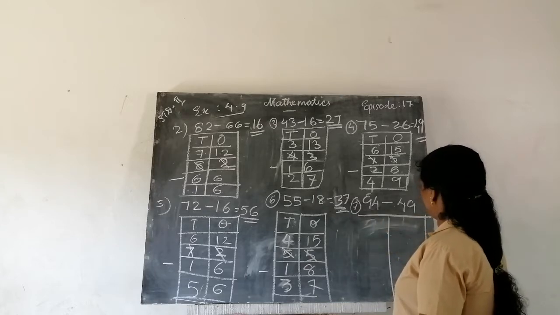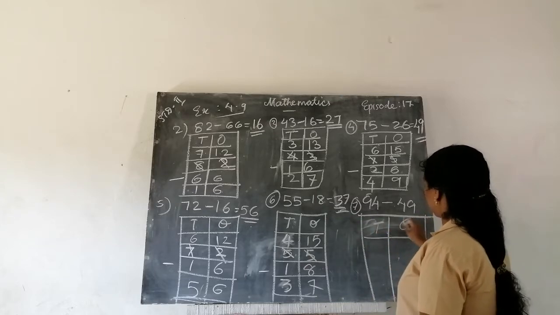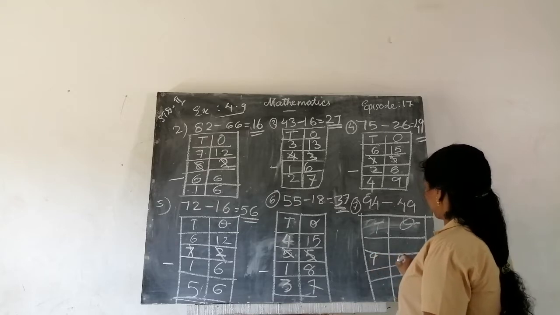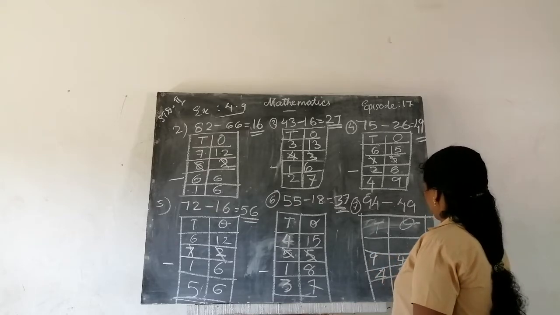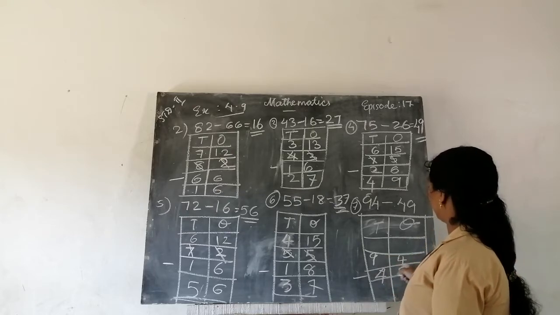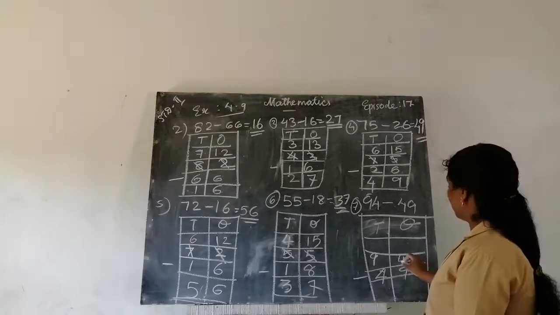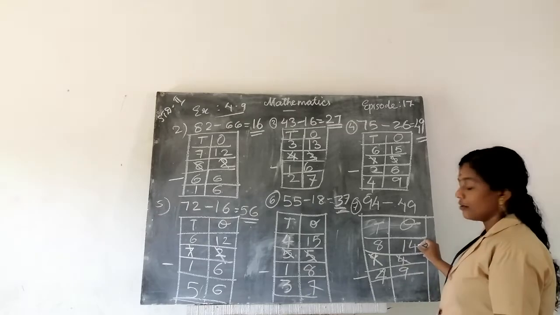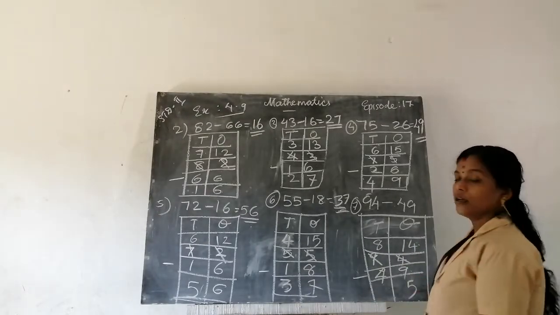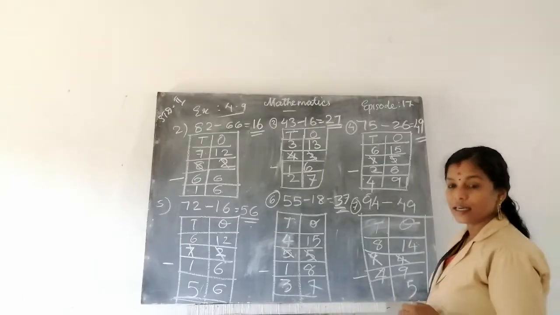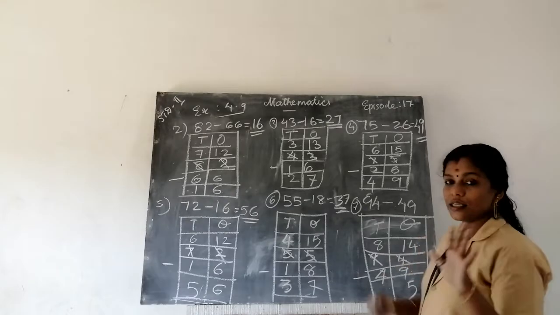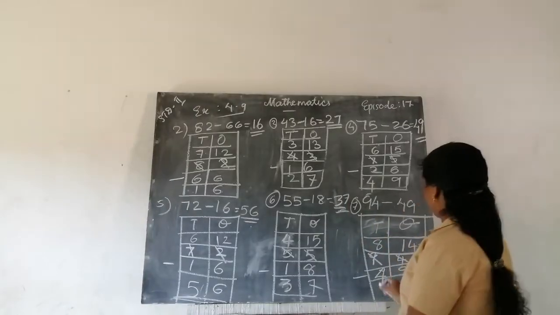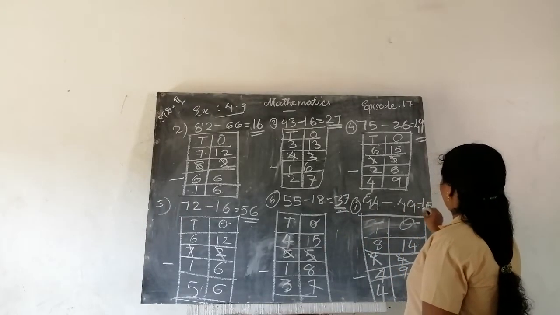Draw two columns. First column tens, second ones. 94 is the first number, second number is 49, with a minus sign. Then subtract here. 4 minus 9, is it possible? No. So we borrow from here, it changes to 8, and this becomes 14. 14 minus 9 is 5. Cut the lines normally. Then here is only 8. 8 minus 4 is 4. So you write here 4. Answer is 45. Okay? All of you understand?